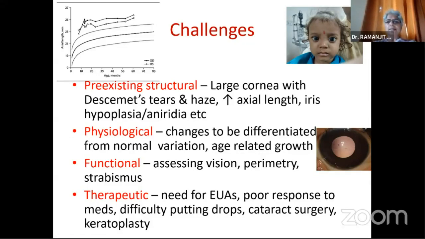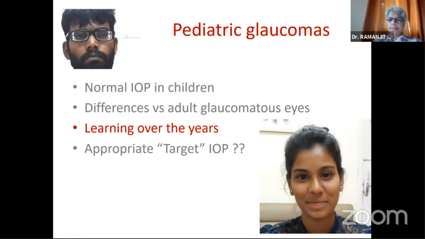And when we look at the therapy of these patients, we need frequent examinations under anesthesia. We know that children have a very poor response to medications as compared to adults. There's a difficulty for the mothers to put the drops. They may need additional cataract surgery or keratoplasty. So keeping all these in mind, what have we learned over the years?